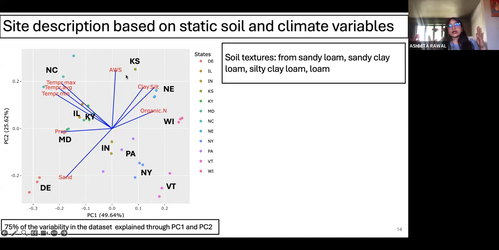It is the volume of water in the soil that becomes available to the plant when soil reaches its field capacity. And then Illinois, Kentucky were more towards intermediate in the temperature range, and Indiana more towards intermediate in the available water storage.